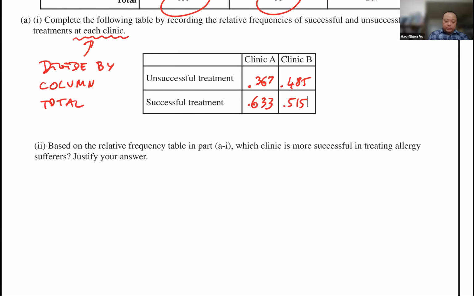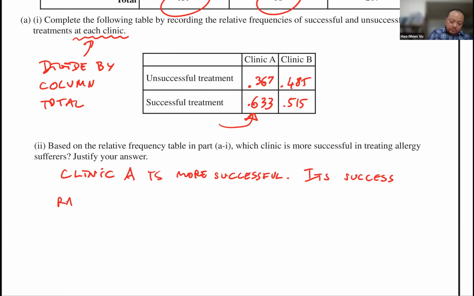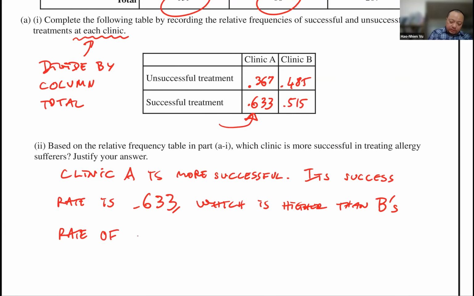Based on the relative frequency table, which clinic is more successful in treating allergy sufferers? So overall, it looks like A is more successful because it's got a higher success rate. It's 0.633, which is higher than B's rate. B's rate is only 0.515.